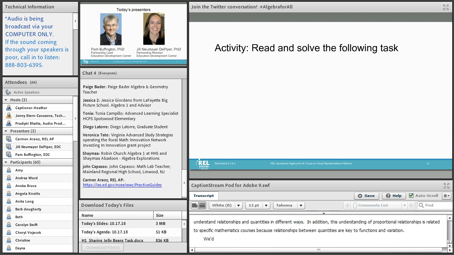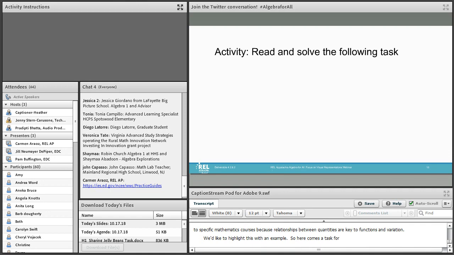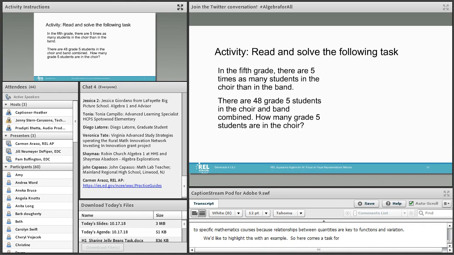So here comes a task for you. Okay. In fifth grade, there are five times as many students in the choir than in the band. There are 48 grade 5 students in the choir and band combined. How many grade 5 students are in the choir?